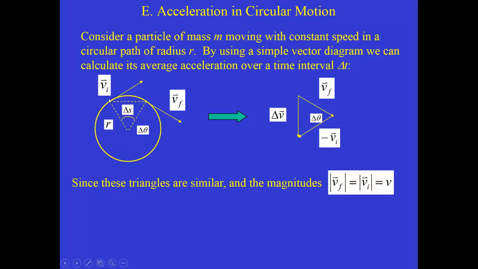And if you take those 2 points where the v initial and the v final are drawn and bring them very close together, you will always see that that change in velocity is directed towards the center of the circle.